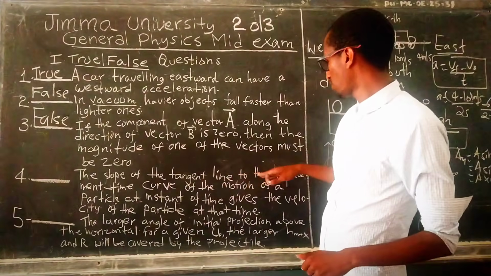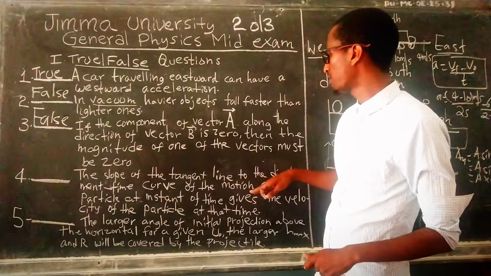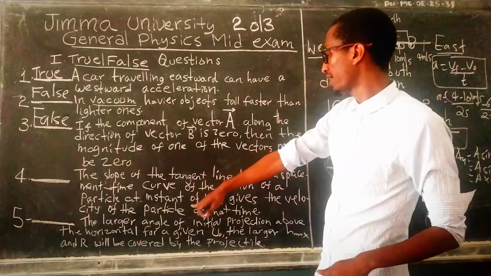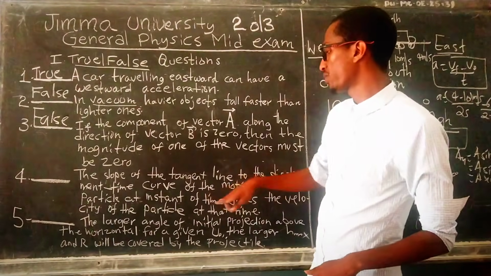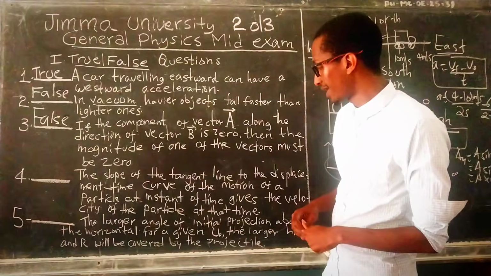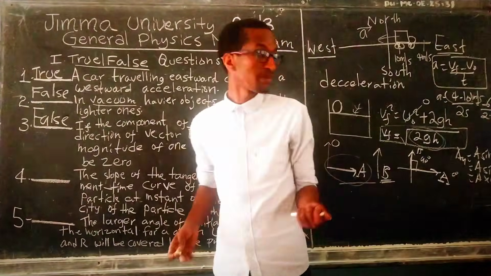So the first question says the slope of the tangent line to the displacement time curve of the motion of a particle at the instant of time gives the velocity of the particle at that time. I think this question is simple.